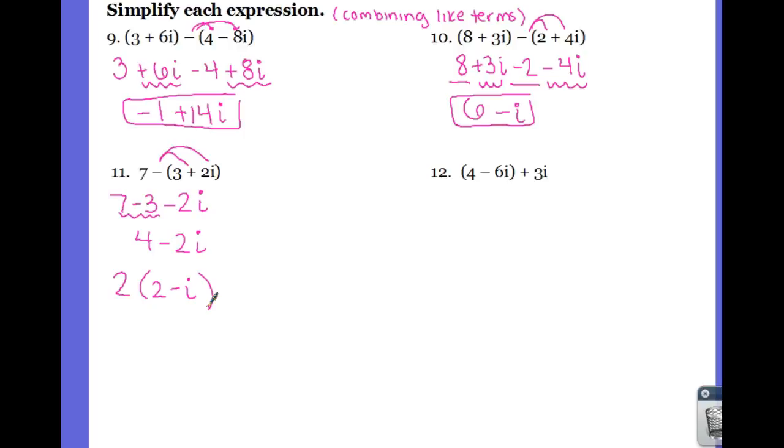Okay? In 12, the parentheses are simply there to mess with you. They don't do anything. There's nothing being distributed. There's nothing being subtracted. They're just there to make you understand order of operations. Once again, combining only the i's with the i's and the reals with the reals. The 4 carries along. Negative 6 plus 3 becomes negative 3.